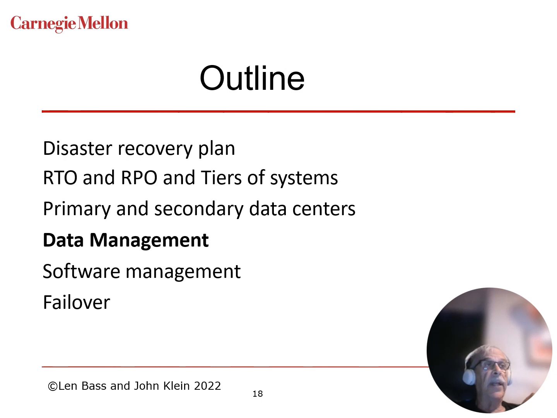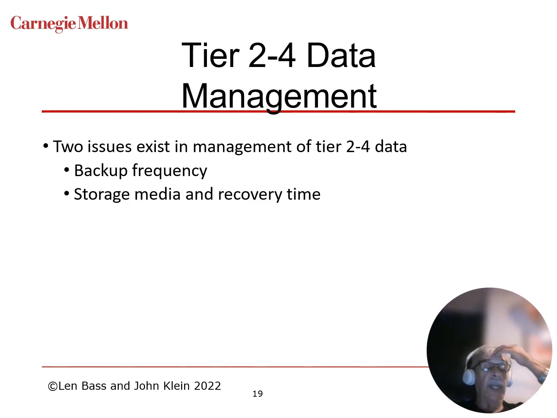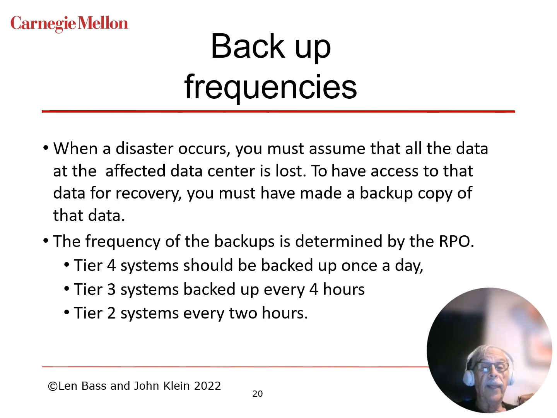Okay, so now let's talk about how you manage data. So for tier 2 to 4, the non-mission critical systems, there you have to worry about backup frequency and you have to worry about storage media and recovery time. So when a disaster occurs, you have to assume that the data in the primary data center will be lost. And so you have to have access to the data. That means you have to take a backup. And the frequency of the backup is determined by the RPO.